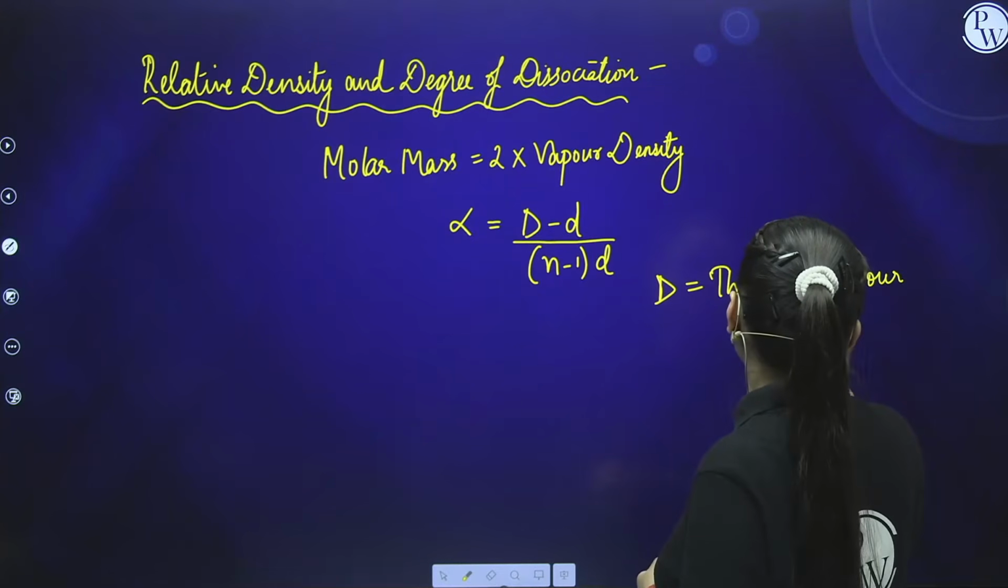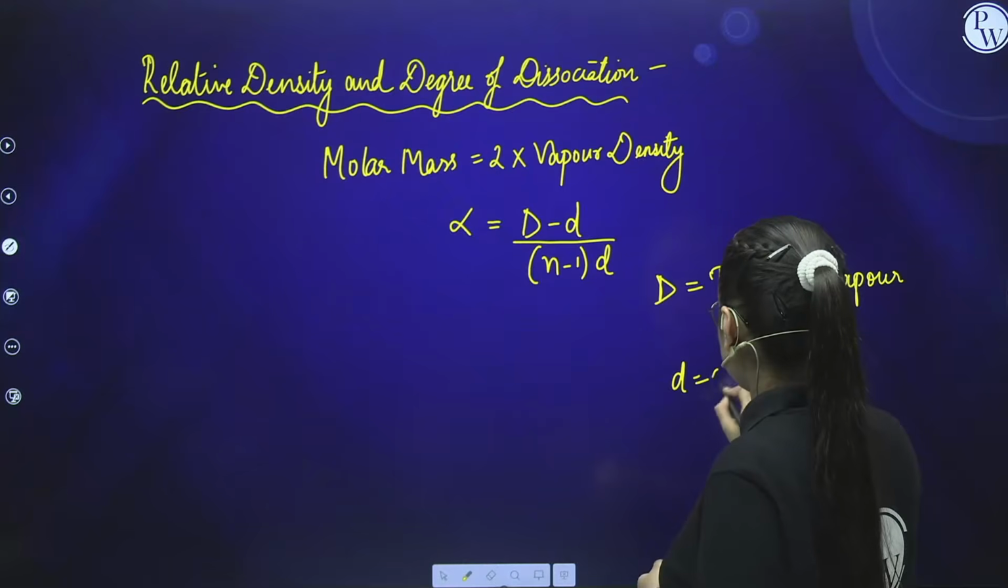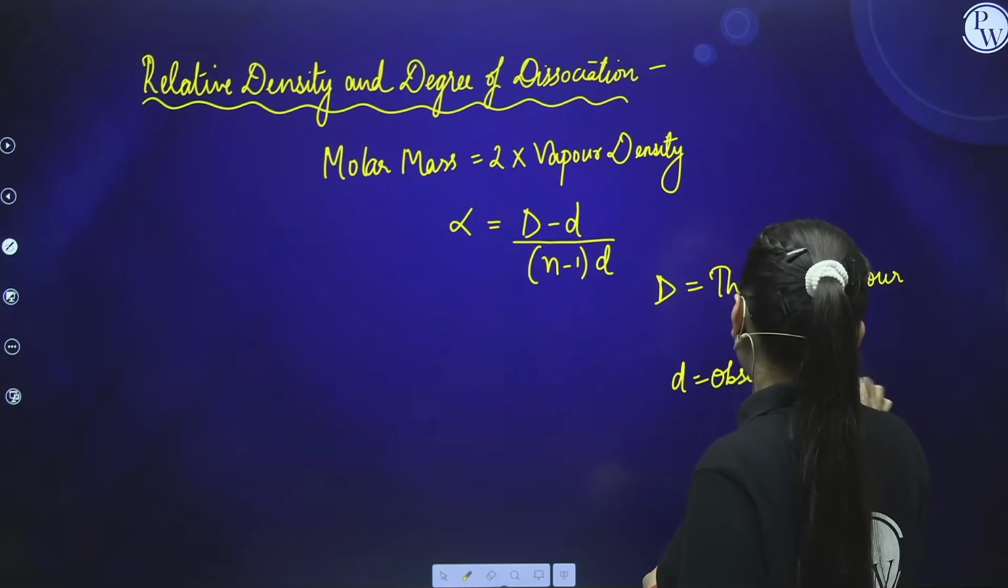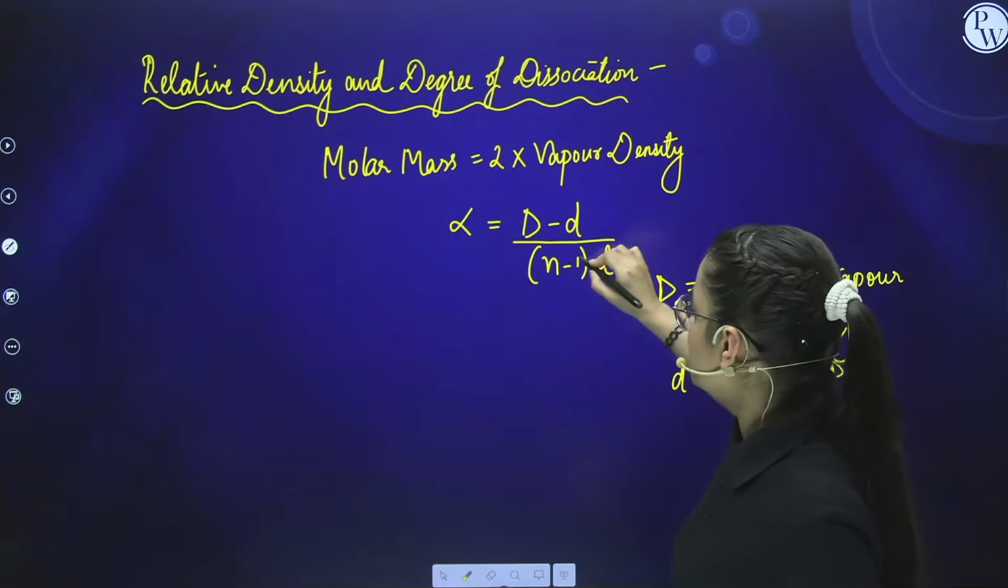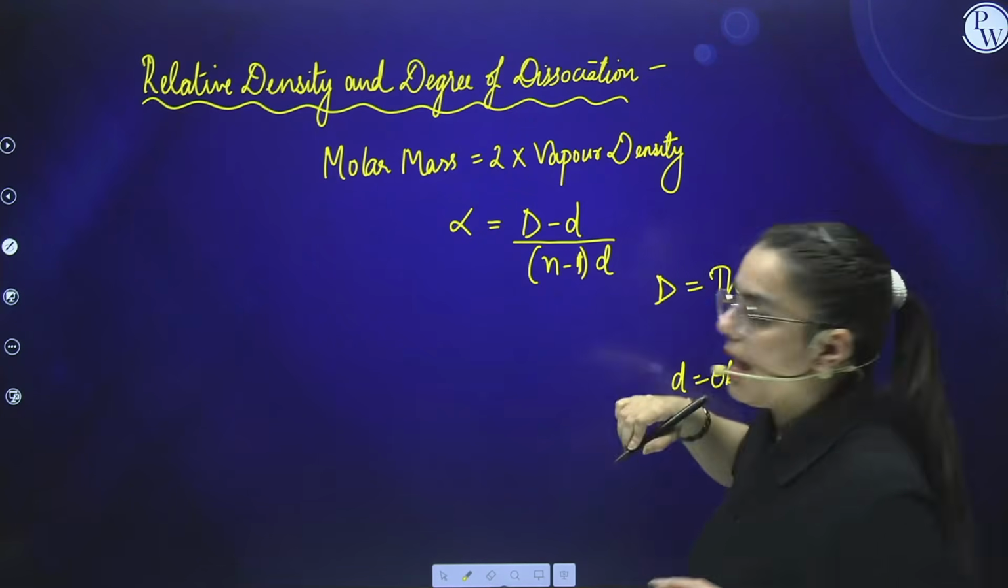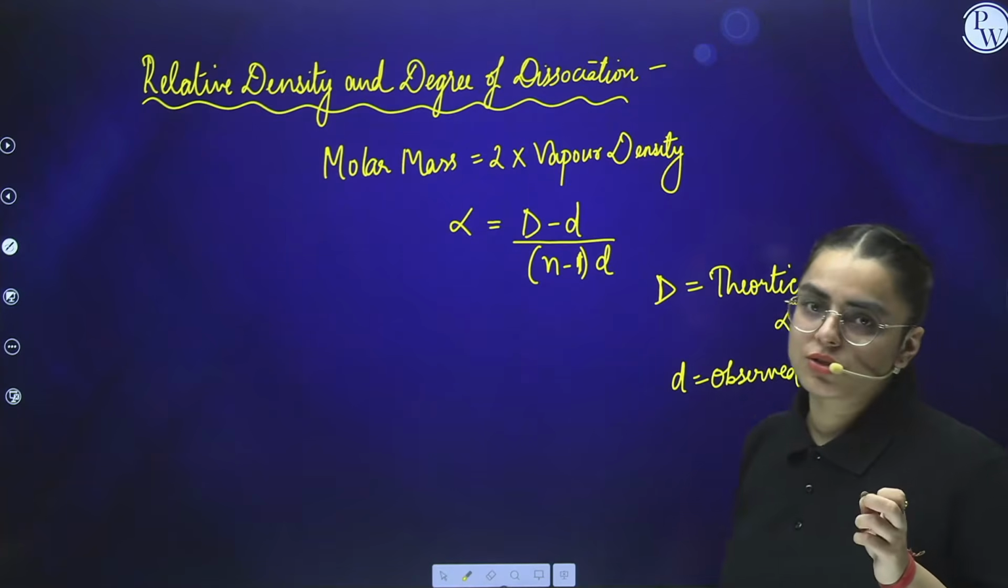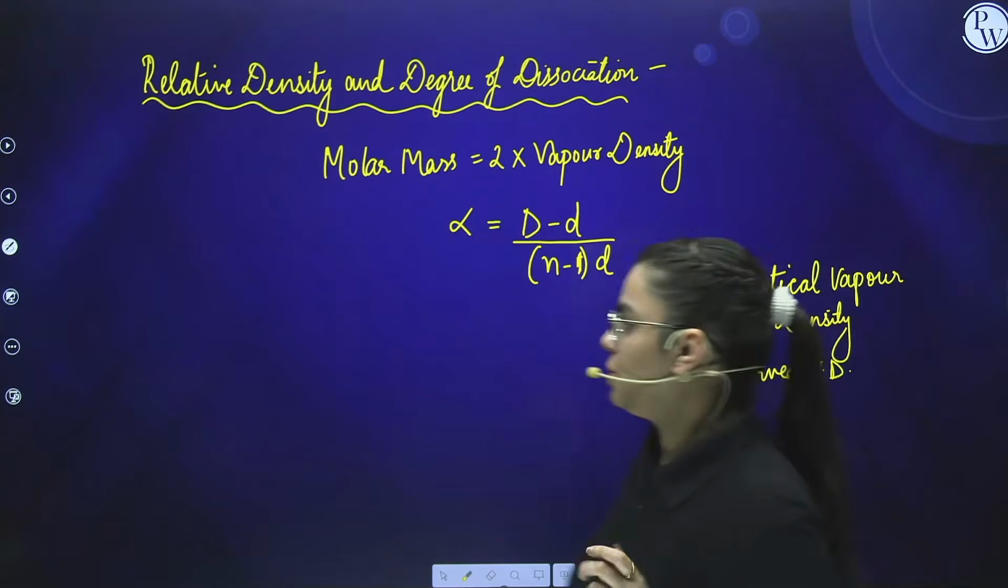Theoretical vapor density, observed vapor density. Okay, n here is number of moles dissociated, alpha is degree of dissociation. This formula is going to help you in your question segments.